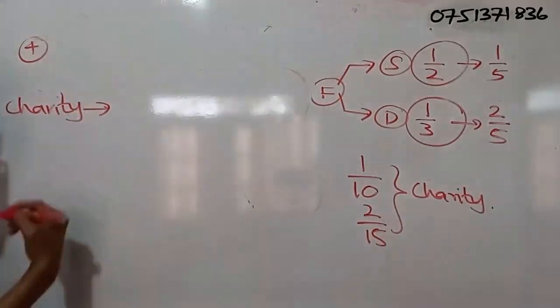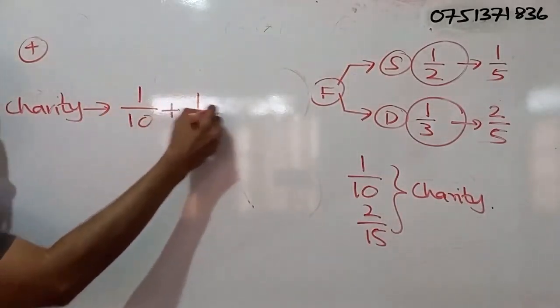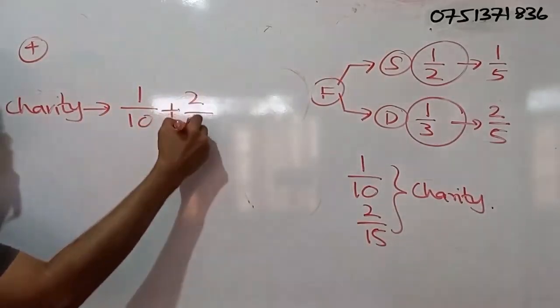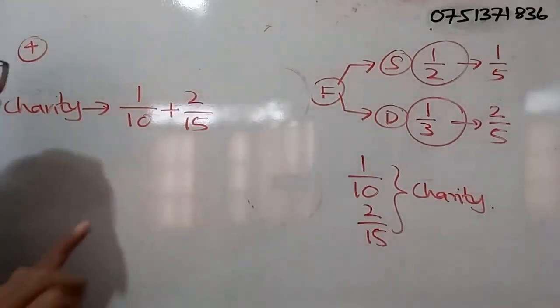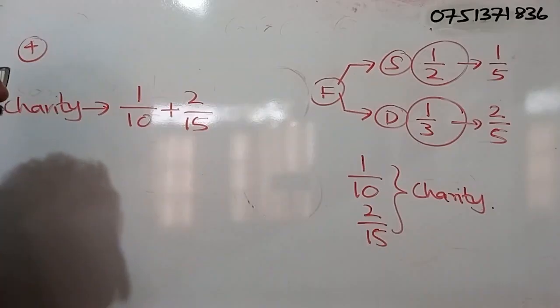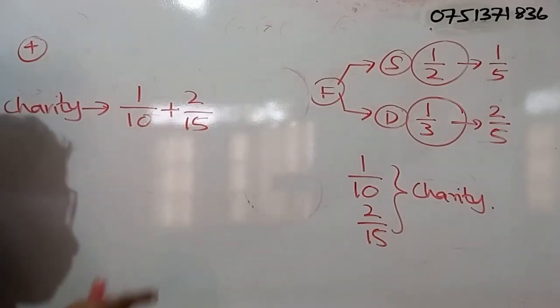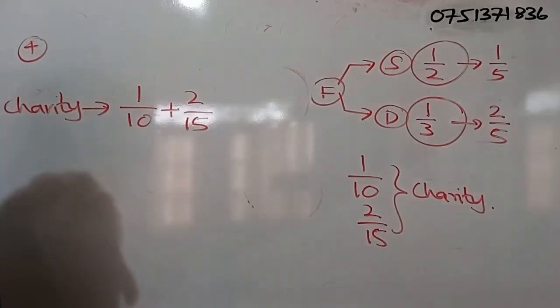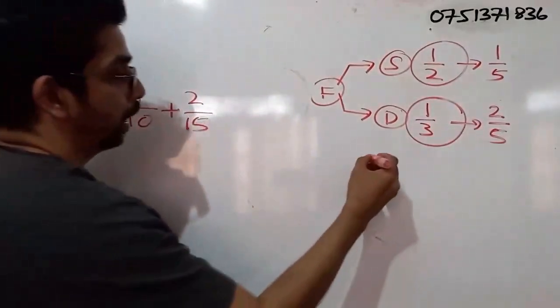So how can we find the total amount? 1 by 10 plus 2 by 15. So the denominators are not same. So we have to calculate what? A common denominator. So here the denominator is 10. Here the denominator is 15. So what is the least common denominator? 30. Right?